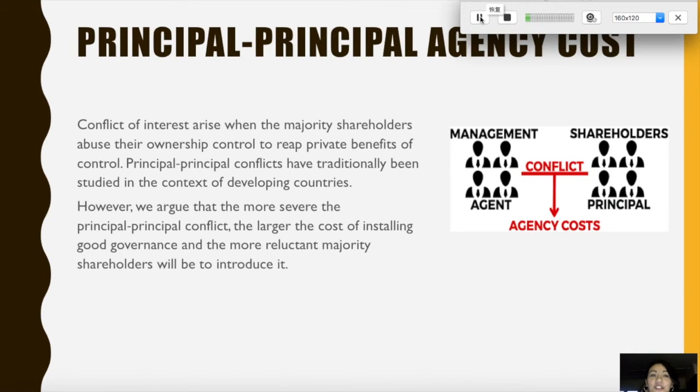Hi, this is Gloria. The principal agency cost. Conflicts of interest arise when the majority of shareholders abuse their ownership control to reap private benefits of control. Principal conflicts have traditionally been studied in the context of developing countries. However, we argue that the more severe the principal conflict, the larger the cost of installing good governance, and the more reluctant majority shareholders will be to introduce it.